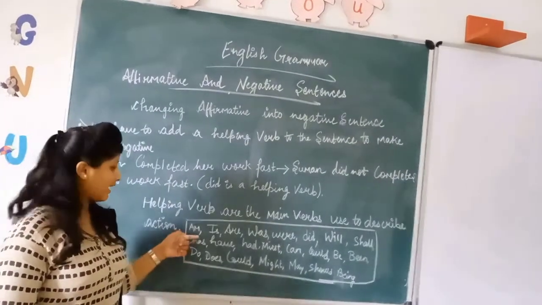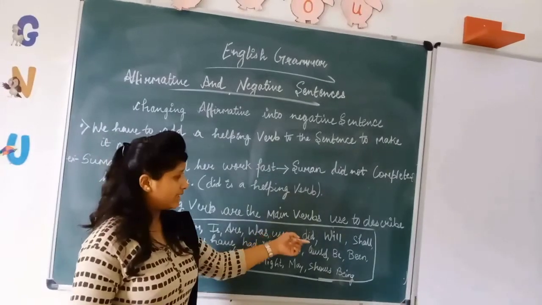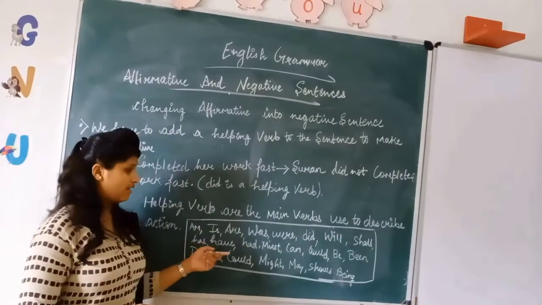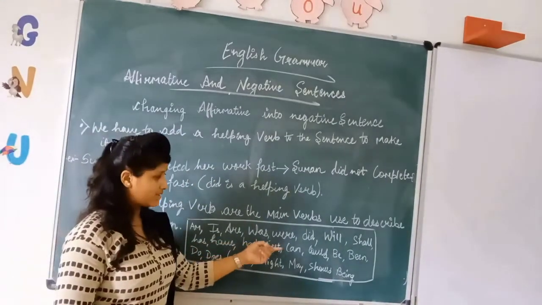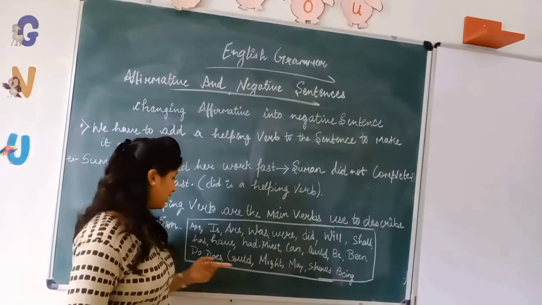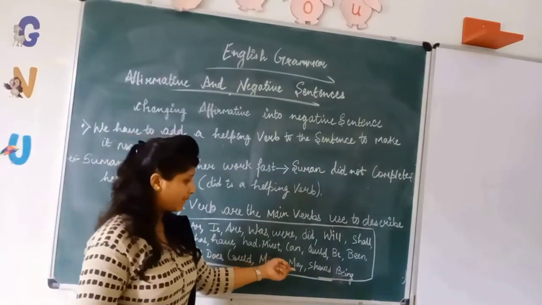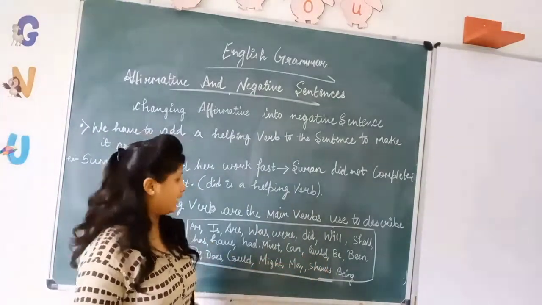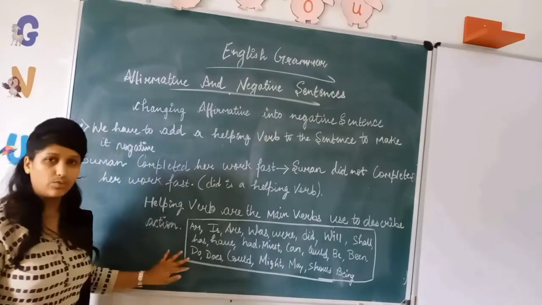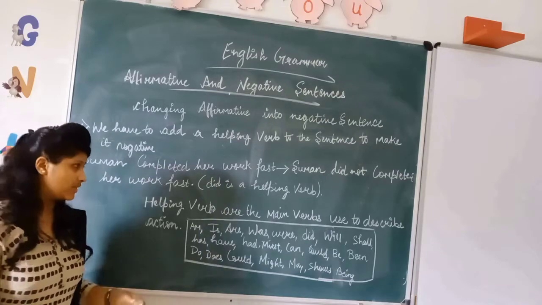They are am, is, are, was, were, did, will, shall, has, have, had, must, can, could, be, being, do, does, might, may, should. All these are the helping verbs. We have to use these words when we need to change an affirmative sentence into a negative sentence.